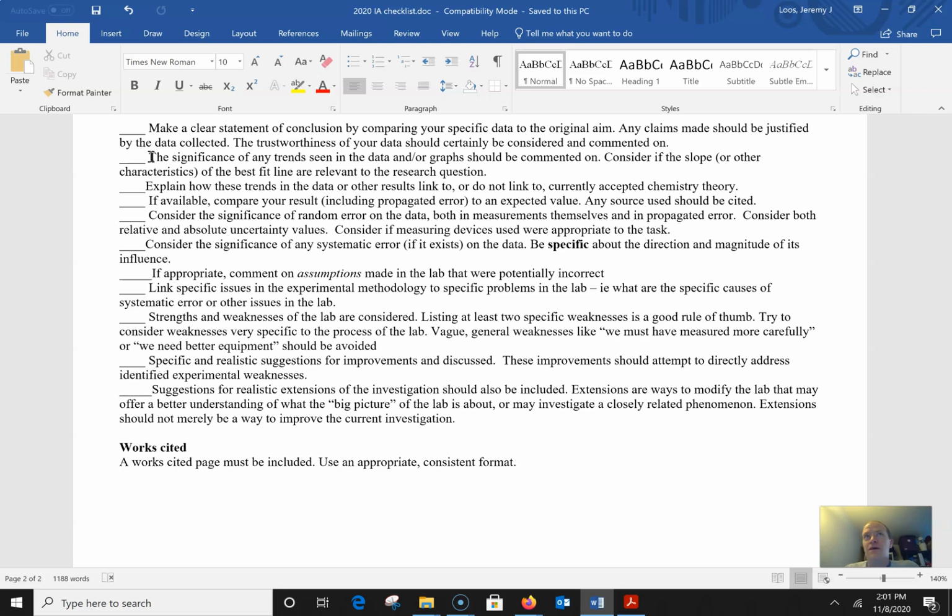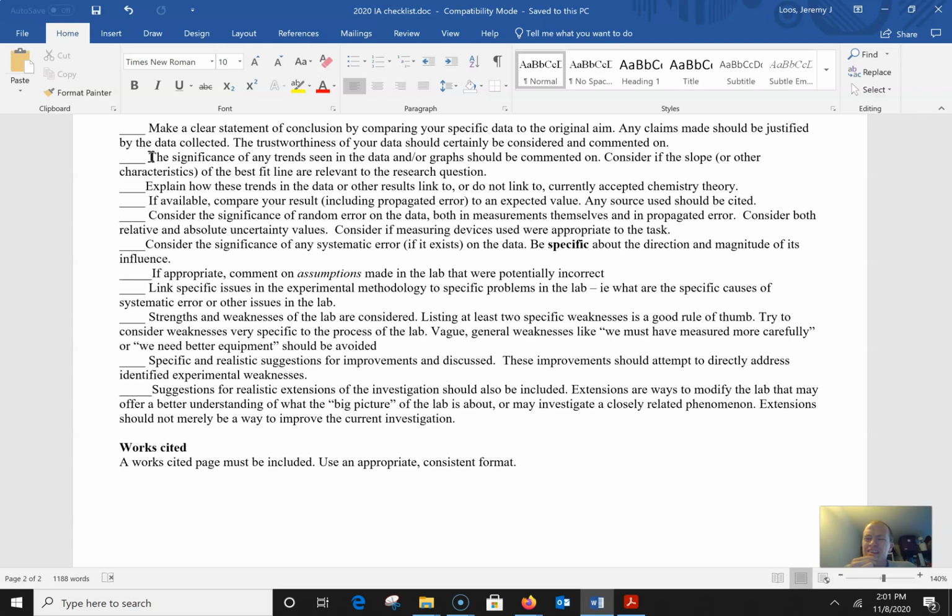Now, this is definitely a little more difficult if you're doing a database IA, but if you did an in-person experiment and it didn't quite work the way that experimental theory would predict, we're going to bring that up. Compared to an expected result, again, hard to do in a database IA. We should cite sources as usual, though.